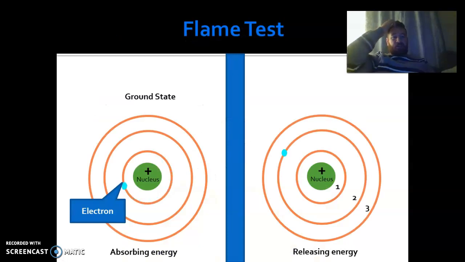Alrighty. Now, one of the big things we're going to talk about in this section is what's called the flame test. You should see this diagrammed at the bottom. The one at the bottom left we're going to talk about first is called the ground state. So make sure you're filling in the blank there. We're labeling this diagram as the ground state.